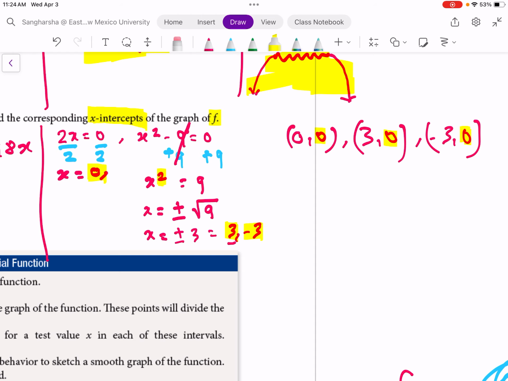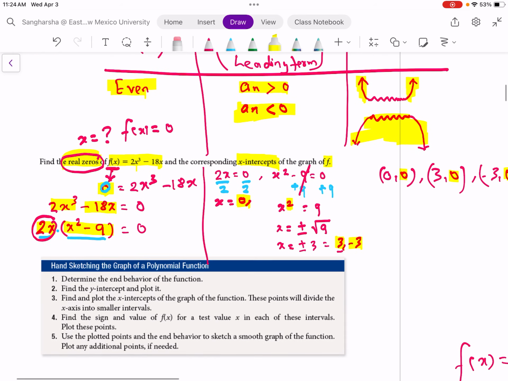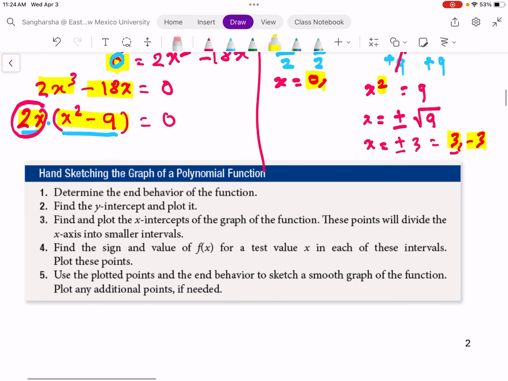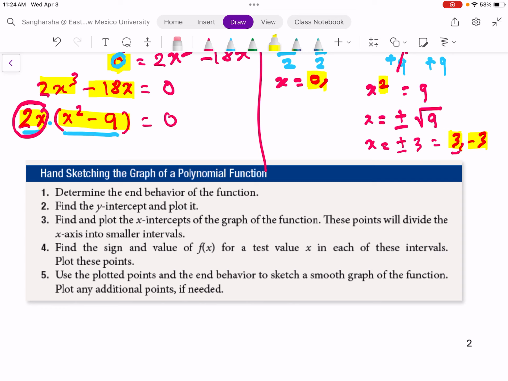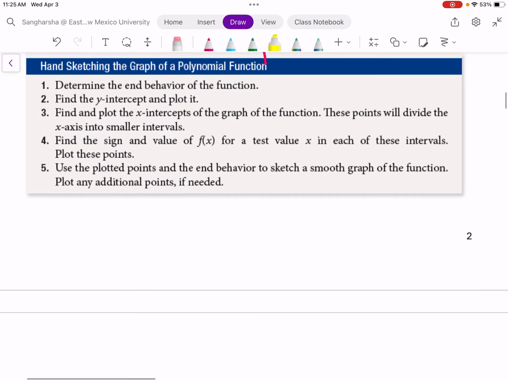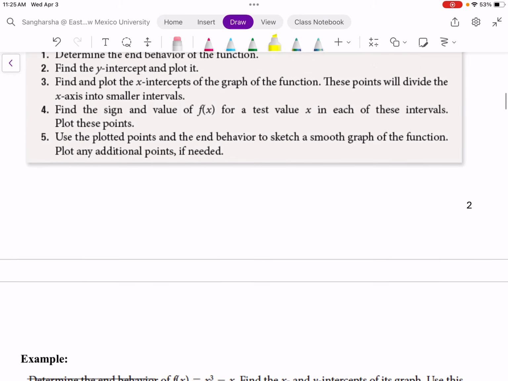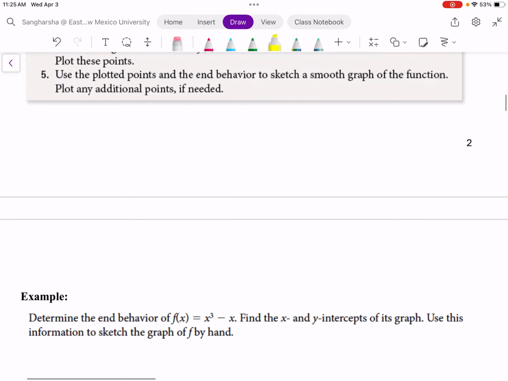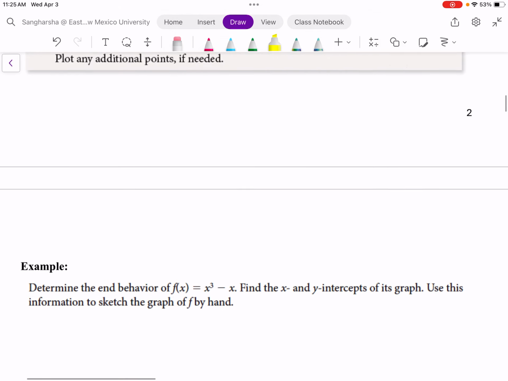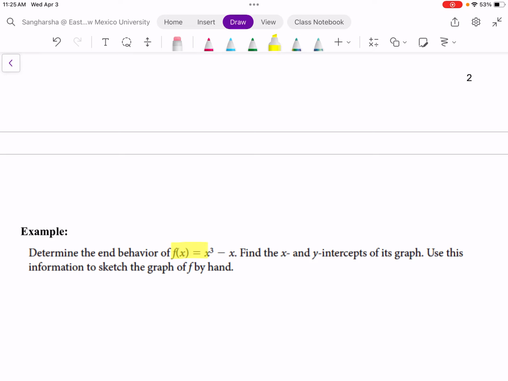All right, now let's go to the next example. We need to draw a graph of a polynomial function, and here are the 5 steps that are given to us. So let's do this in this example. The function is x cubed minus x. We need to graph this function.